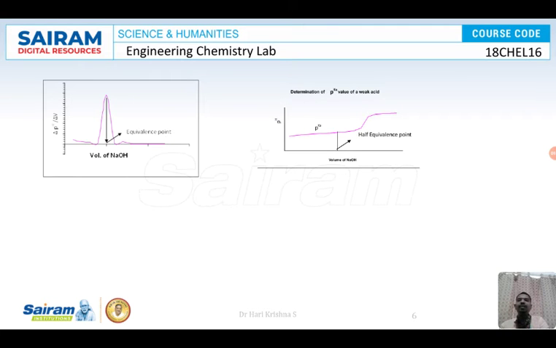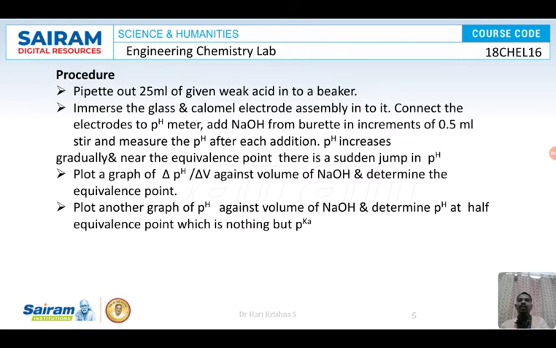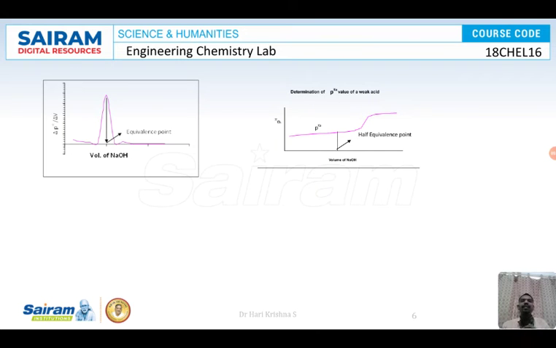So this is delta pH by delta V versus volume of NaOH, and this is pH versus volume of NaOH. When you take pH versus volume of NaOH, this is the half equivalence point. If the equivalence point is 5 ml, half equivalence point means 5 ml by 2, which is 2.5. So at 2.5 on the x-axis, draw a parallel line until it touches the curve. Once it touches the curve, draw a perpendicular line to the y-axis. Whatever value you get here, that is pK.